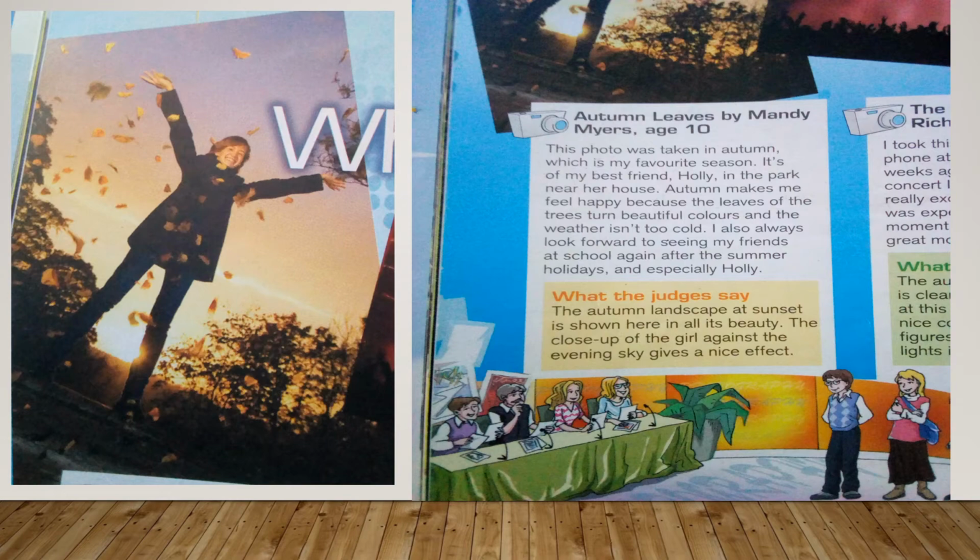Where was the photo taken? In the park near Holly's house. And what did the judges think of Mandy's photo? They liked the autumn landscape at sunset, the nice effect and the angle of the photo, the close-up of the girl. They said that the nice effect given by the sunset and the evening sky makes the photo really beautiful.